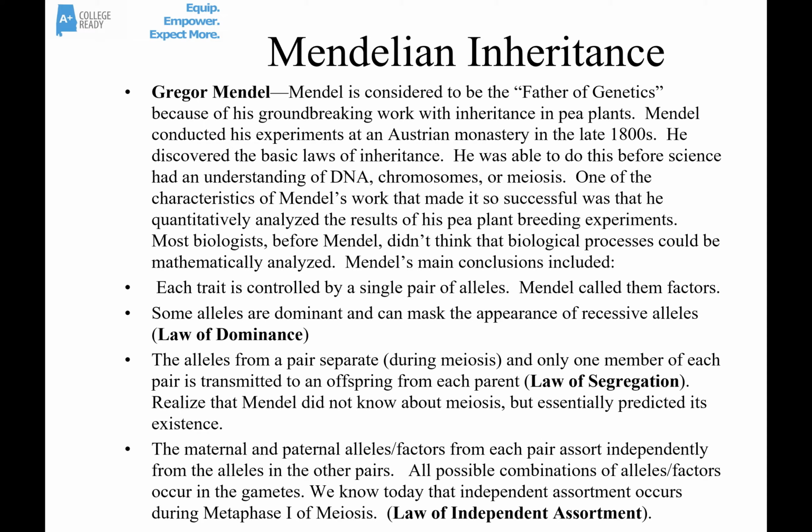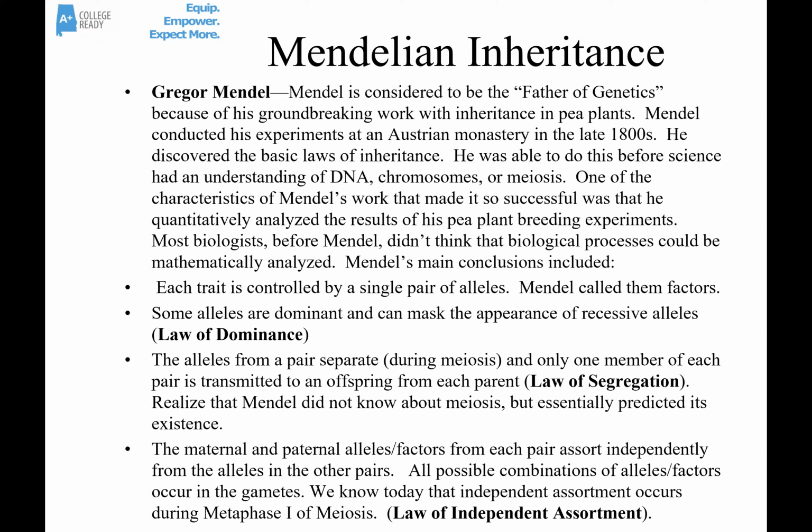One of the characteristics of Mendel's work that made it so successful was that he did quantitative work in biology. That means numerical. Most biologists at the time of Mendel didn't think that biological processes could be mathematically analyzed. Mendel used math, did counting, did some statistics, and his main conclusions included, number one, that each trait is controlled by a single pair of alleles. He called them factors. We know there's some exceptions to that rule, but that was Mendel's basic conclusion.